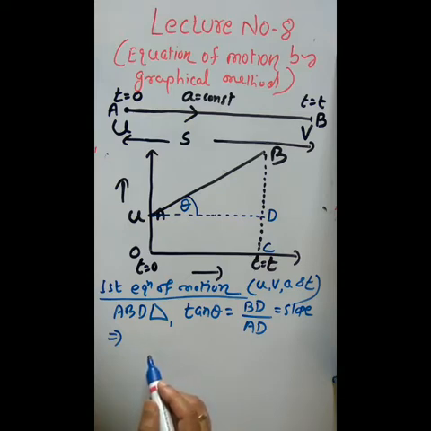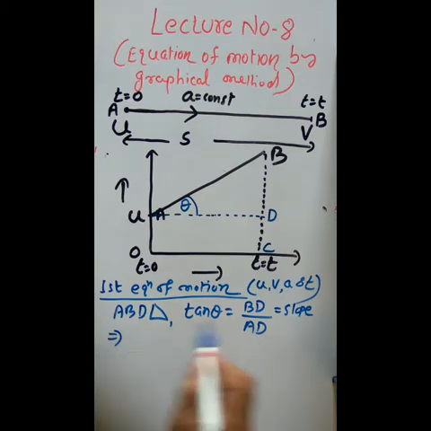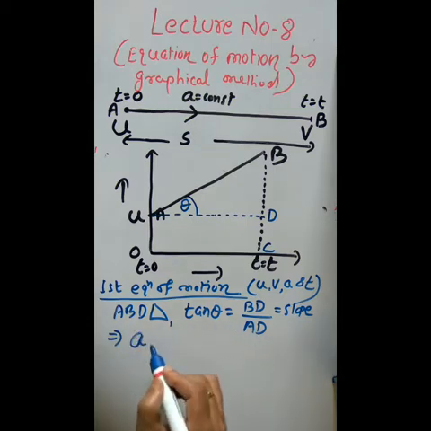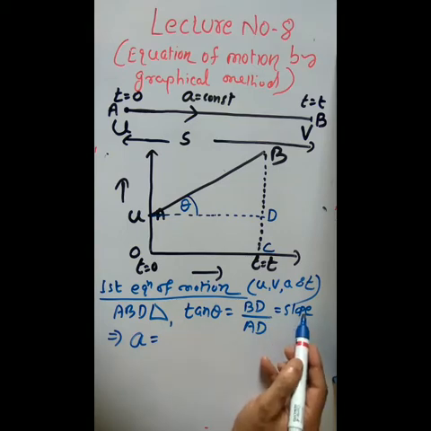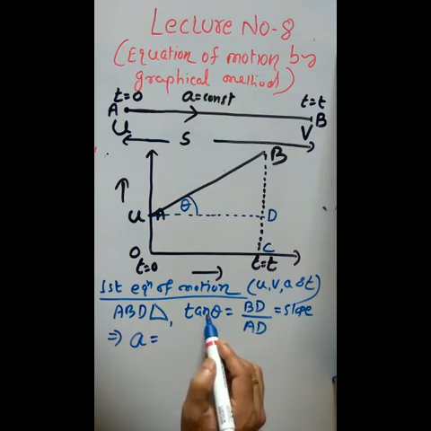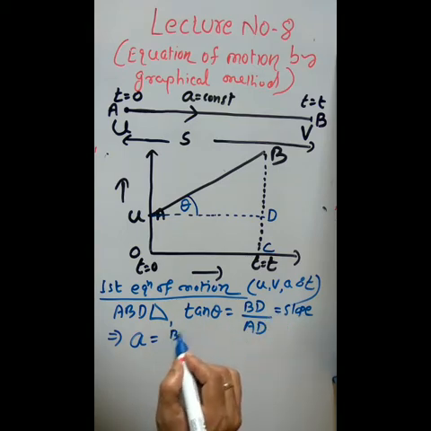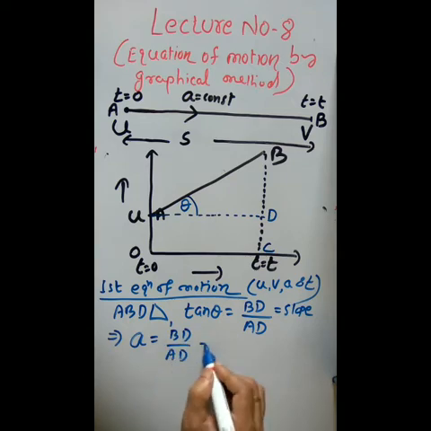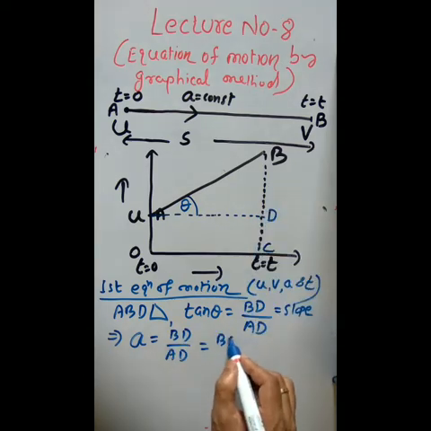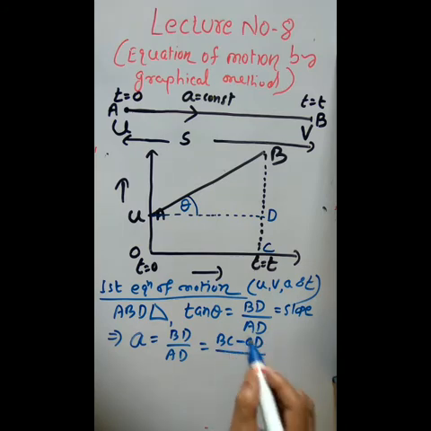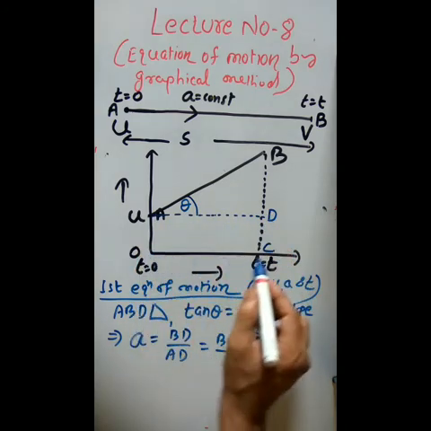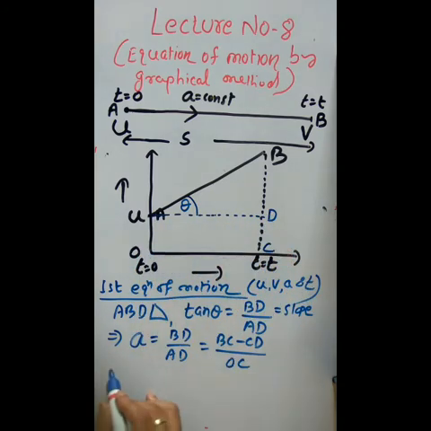In the last video. So here the slope is nothing but the acceleration, which is equal to tan theta. So here acceleration is equal to BD by AD. BD is nothing but BC minus CD, and AD is nothing but OC. So that implies acceleration A is equal to BC minus CD over OC.